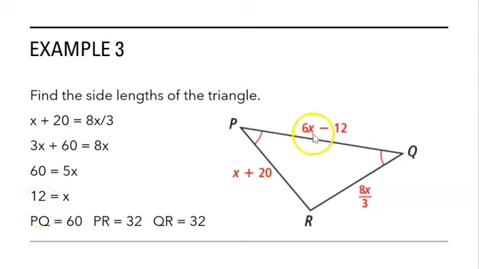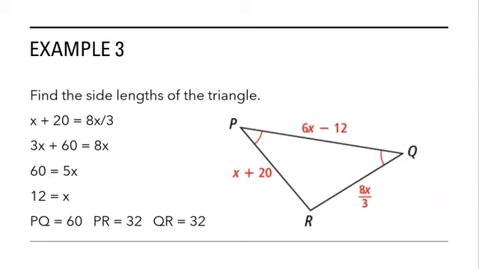Then all I have to do is take 12 and put it into each expression. I did 6 times 12 minus 12 to get 60. I did 12 plus 20 to get 32. 8 times 12 divided by 3 to get 32 as well. Now, technically, I knew that PR and QR were equal. So if I found PR, I wouldn't have to calculate QR, but it is a good way to check your answers. So I do encourage you to do that.